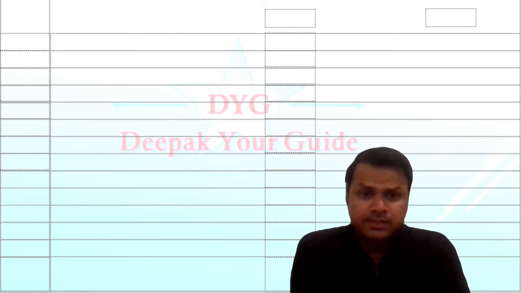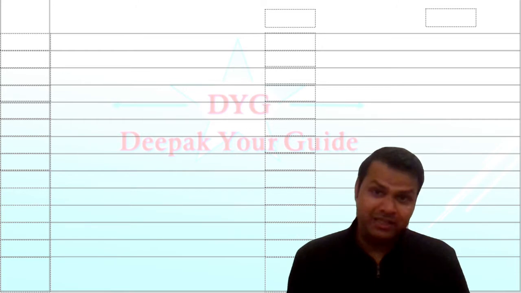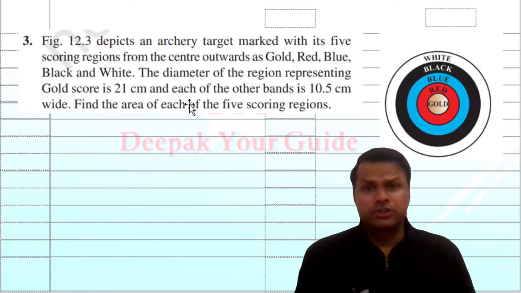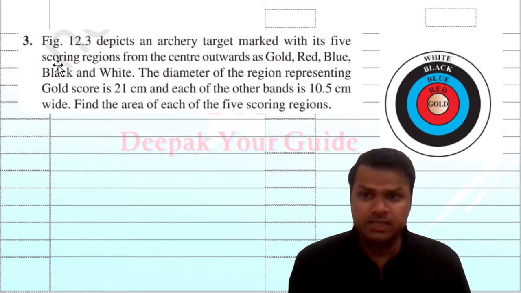Now we will discuss question number 3 of exercise 12.1. So let's see the question. Now this is the question. This question says we have got a diagram. The diagram is given here.